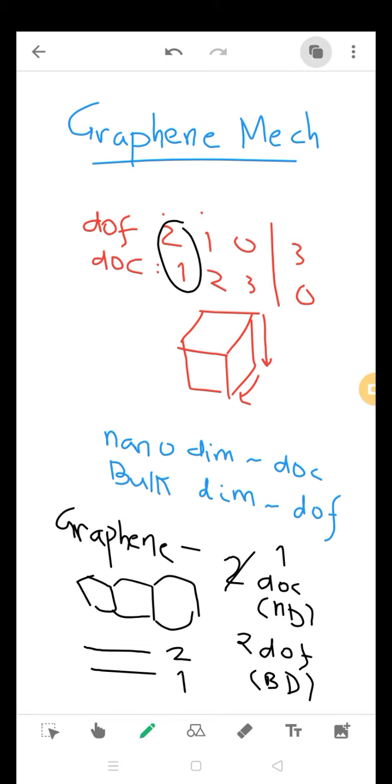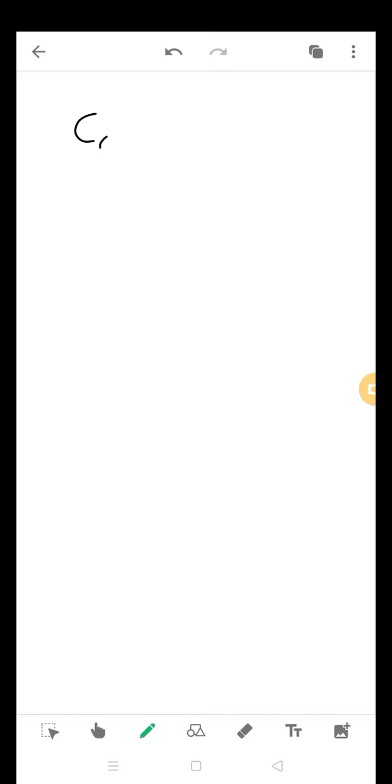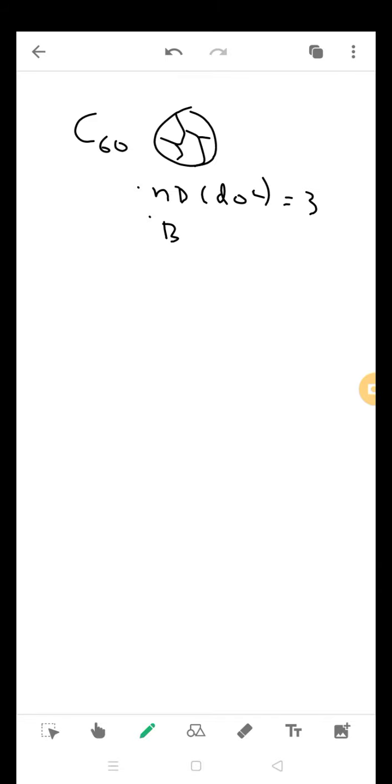Now similarly, if you go to a fullerene C60, which is in the form of a football with hexagons of carbon atoms on the surface, here the nano dimension, or the degree of confinement, is 3, whereas the bulk dimension, or the degree of freedom, is 0.